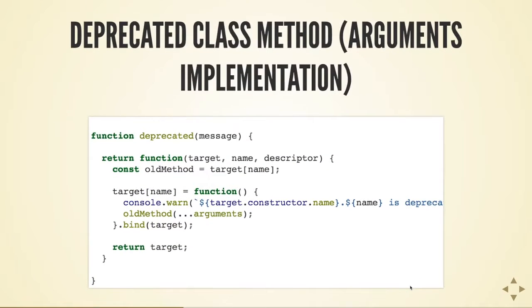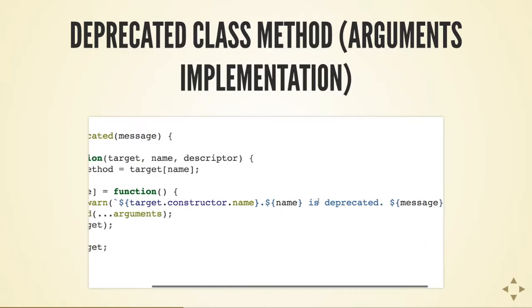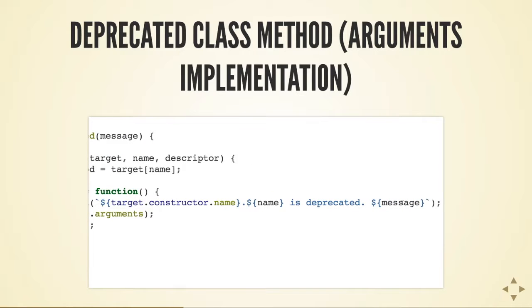So now if we want to see that, it becomes a higher order function, which is really just a function that returns another function. So here we have our message that we're passing in at that top level, and then we still have the function with the target, name, and descriptor that are returned and then used by the compiler. So now we're basically doing the same thing of replacing that method, calling it again, and warning before it. But now we can use the value that was passed in, message. It's pretty cool.